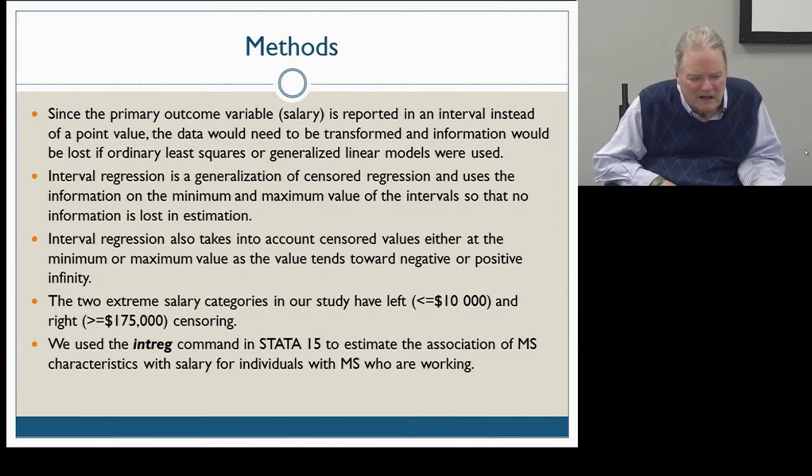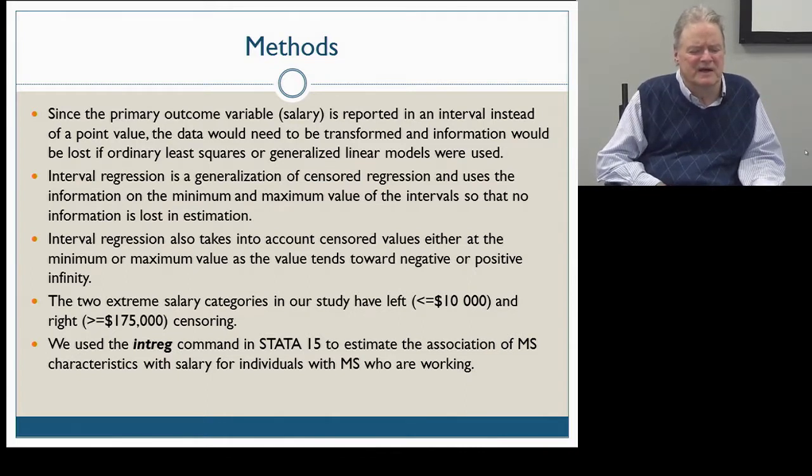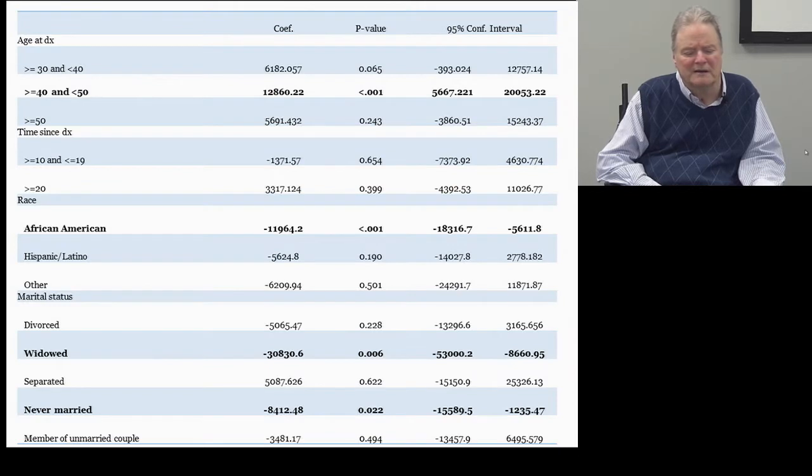So we can see here, and we did leave in the values. It's a little more difficult to look at, but you can see that with different ages, at the 40 to but less than 50 year range, a higher estimate of salary. You can see again that African Americans have lower salaries, similar to the other analysis. The same with those who are widowed and never married. You can see those ranges.